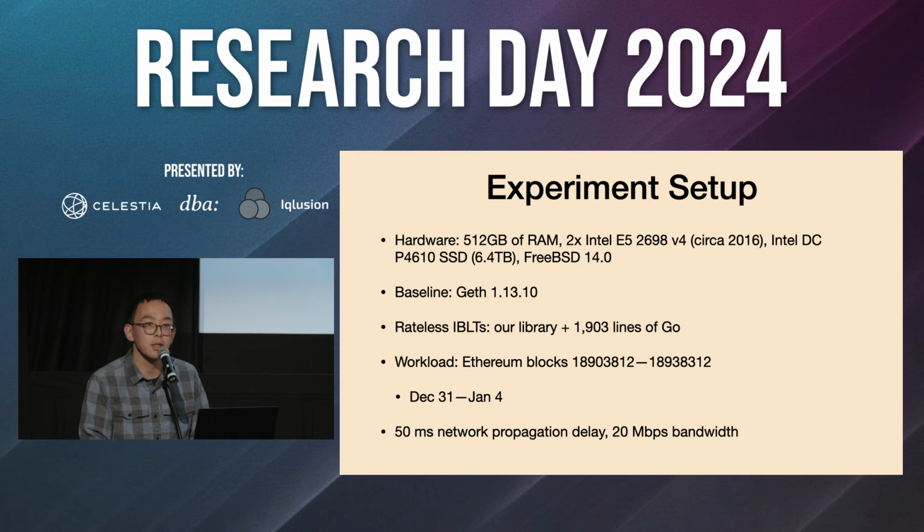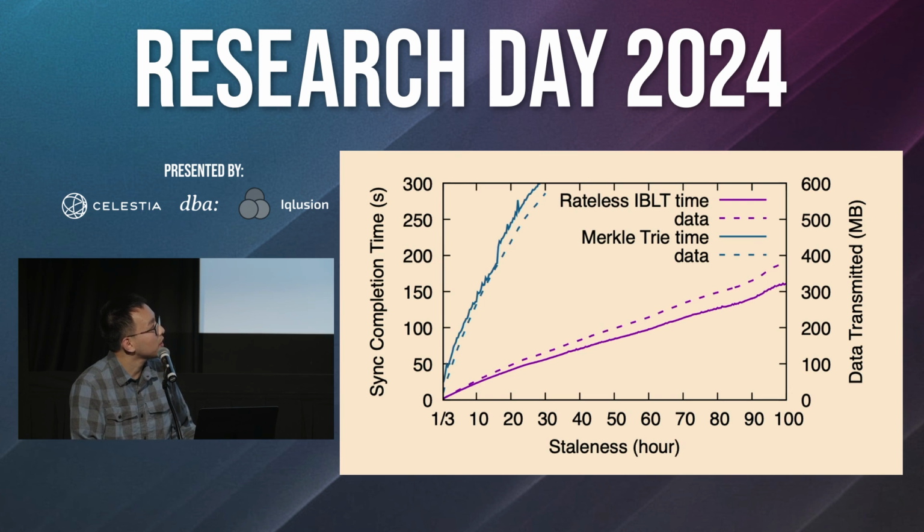And to run the experiments, we also simulate a 50 millisecond network propagation latency and 20 megabit per second of bandwidth, just to see how it works at the lower end of your home internet. So the high level takeaway is that we tried to synchronize states of different levels of staleness. Here, staleness is measured by the time for which your stale snapshot has not been synchronized. In other words, imagine that to be the amount of time that your node has been offline, and now you're booting up the node again and trying to synchronize.